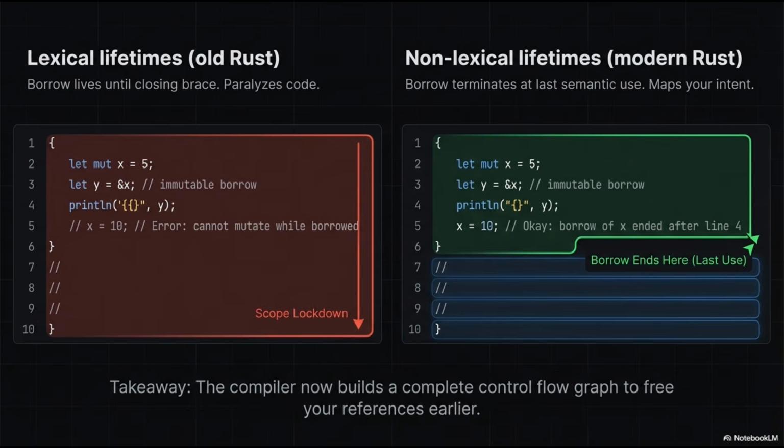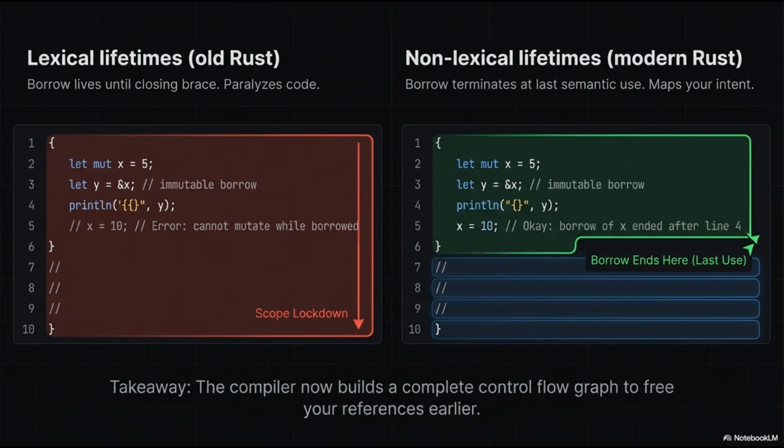Wait, if the compiler is supposed to be this hyper-advanced analysis tool, why did early Rust have such a rudimentary problem? Why wasn't a smarter system there from day one? Because doing anything more complex requires the compiler to build and analyze a complete control flow graph of your entire application. Oh, I see. Yeah, it has to trace every possible path your code could take, if statements, loops, early returns, just to determine the absolute last moment a variable is actually accessed. Building that kind of graph analysis into a fast compiler is a massive computer science challenge.